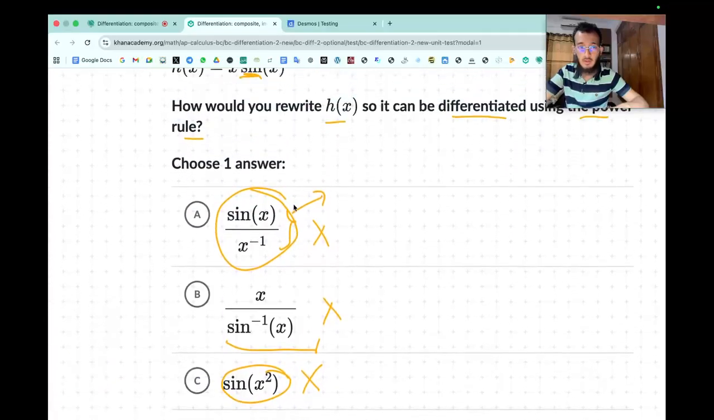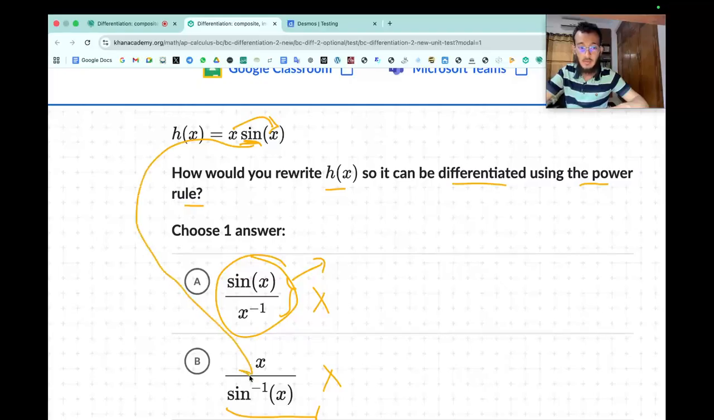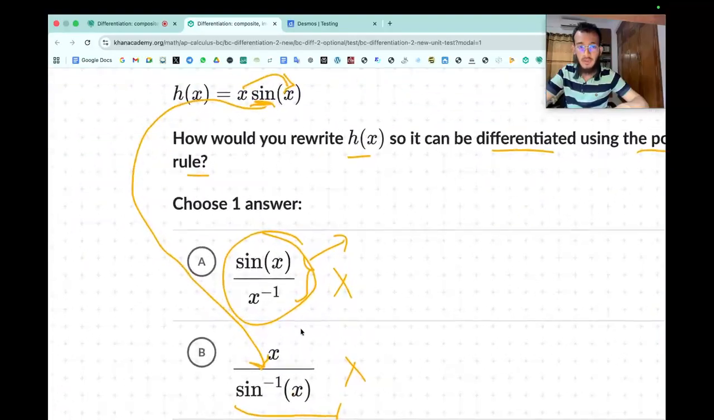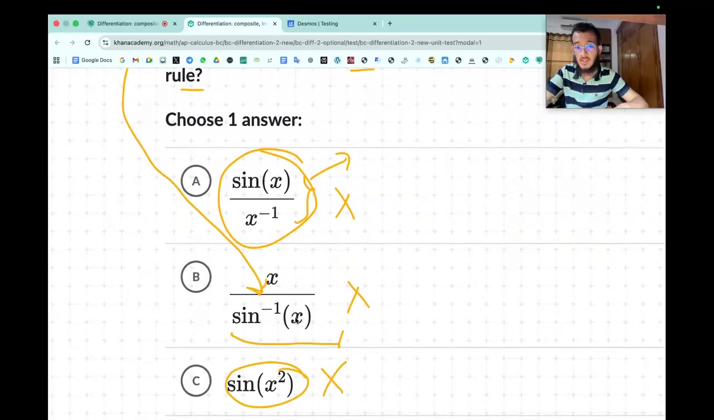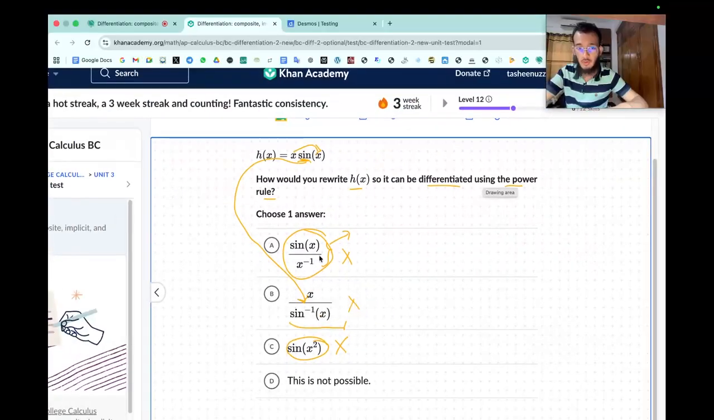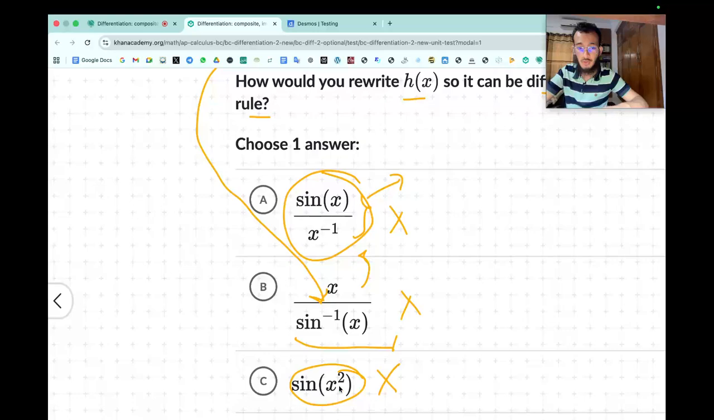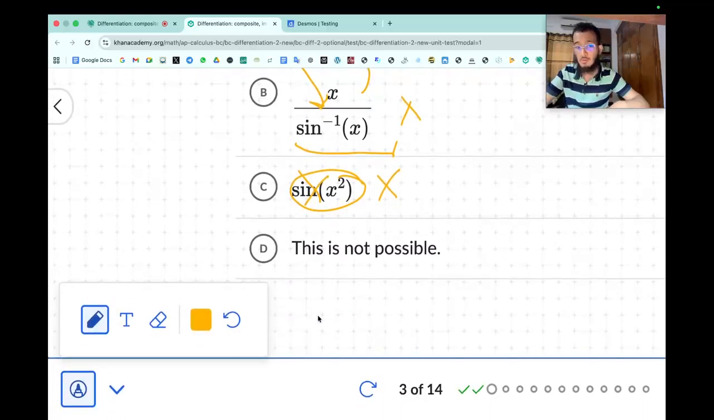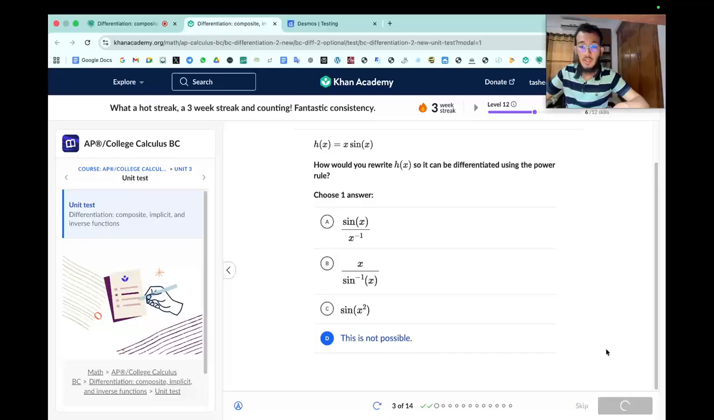First of all, we're not sure that sine x can be written as sine inverse when it comes to differentiation. And even if you are able to write sine x as sine inverse x, that doesn't help you use the power rule. It comes as a fraction, so it's the quotient rule, and this is mathematically inconsistent. So this is not possible is the logical answer.